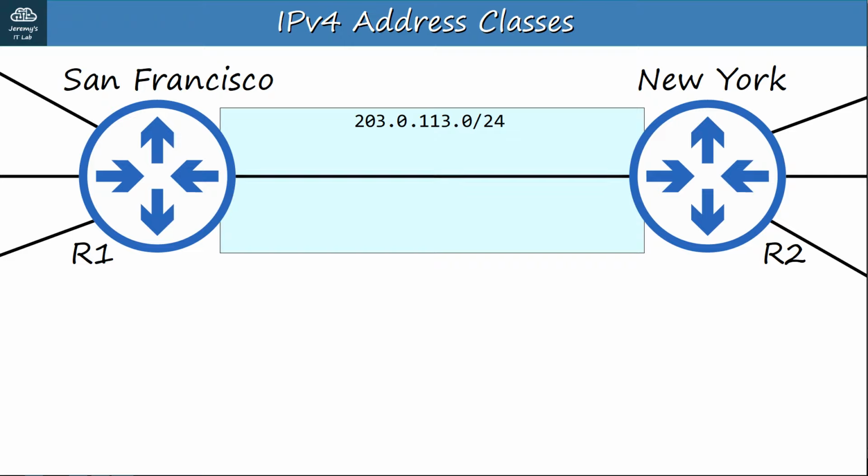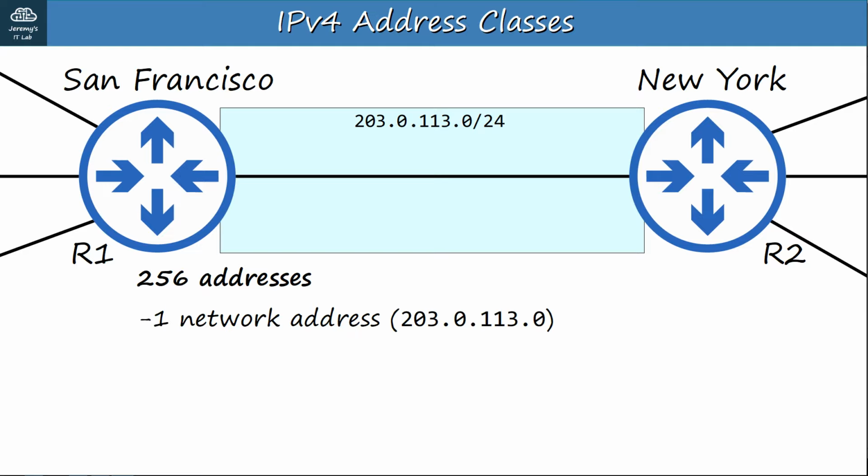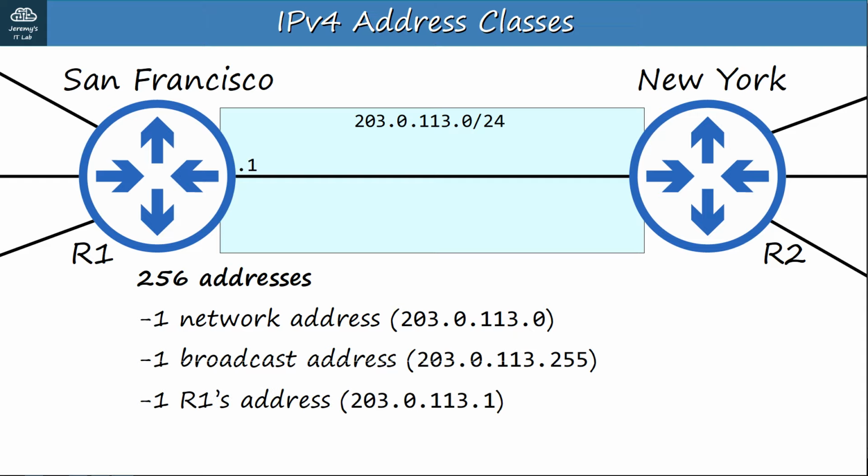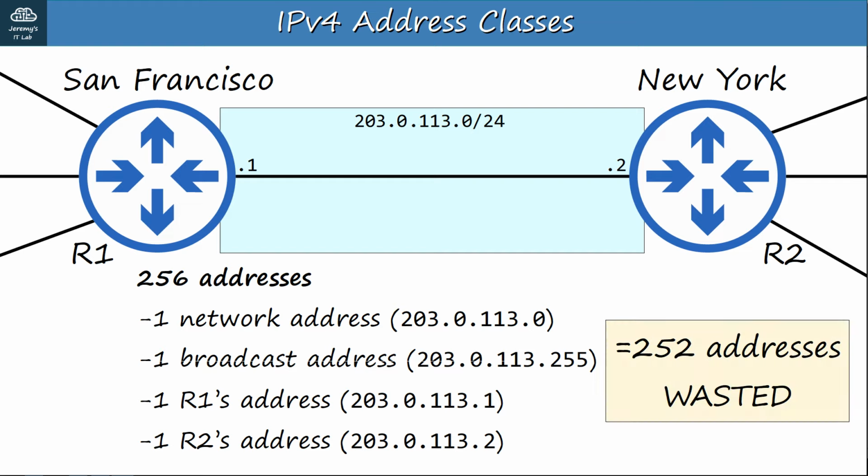203.0.113.0/24. Because this is a Class C network, there are 256 addresses in the network. -1 for the network address, 203.0.113.0, -1 for the broadcast address, 203.0.113.255, -1 for R1's address, which I'll assign as 203.0.113.1, and -1 for R2's address, which I'll assign as 203.0.113.2. That's a total of 4 addresses used, and 252 addresses wasted. Clearly, this is not an ideal system.